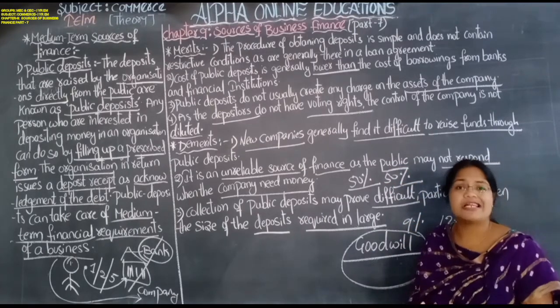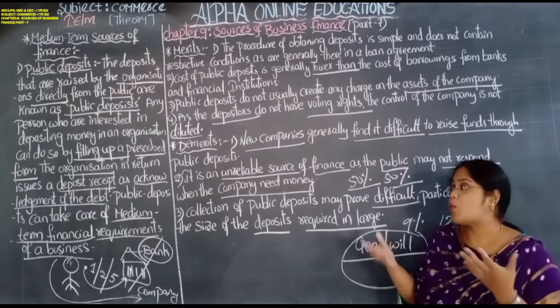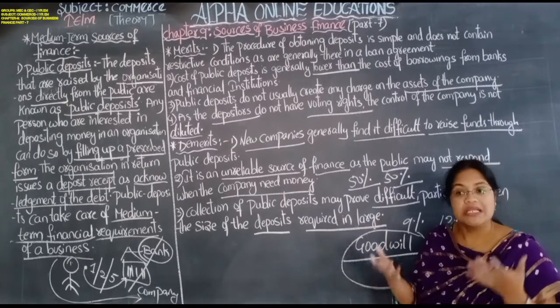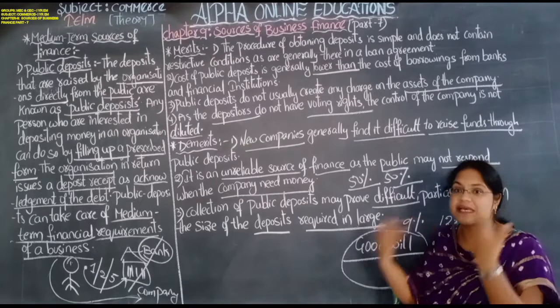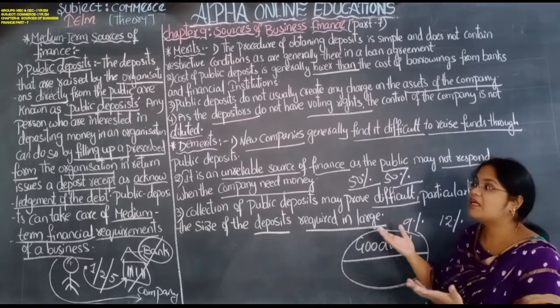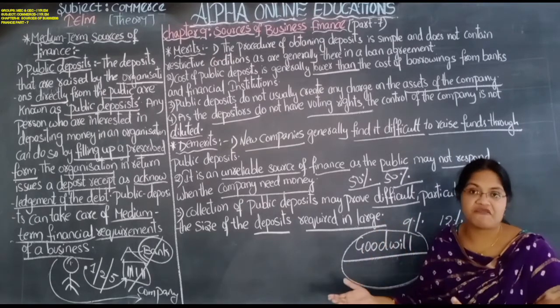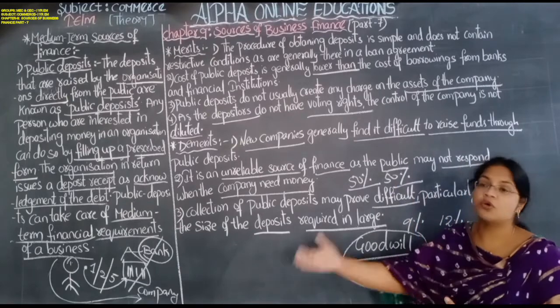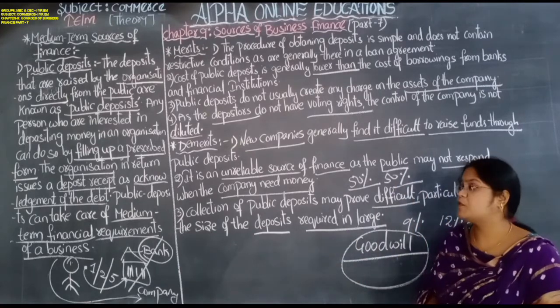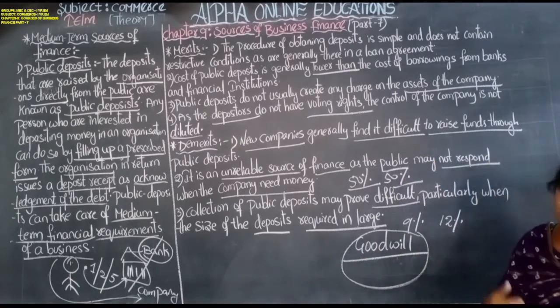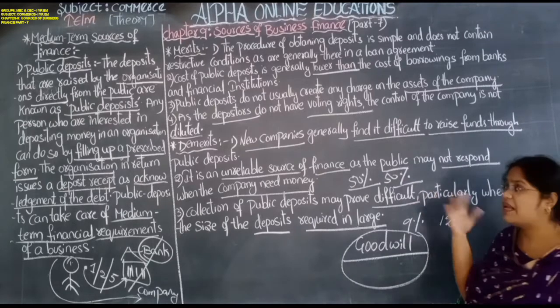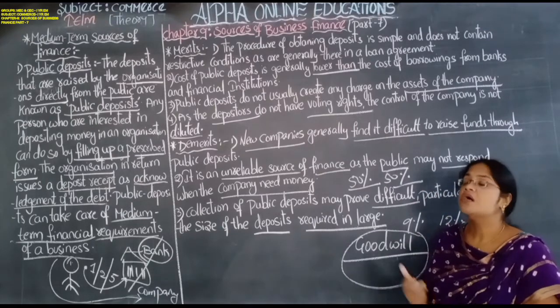If they are not responding, if they are not interested, what will the company do? The company will have to go for the second option. What will be the second option in the medium term source of finance? The company should move to the second option. So these are the disadvantages or demerits or limitations of the public deposit.